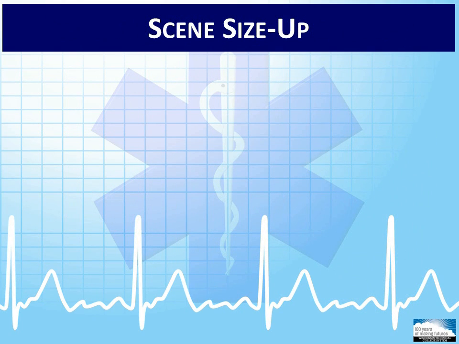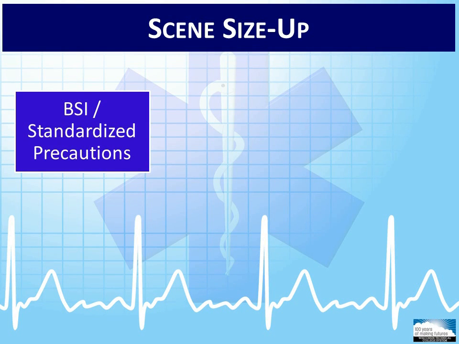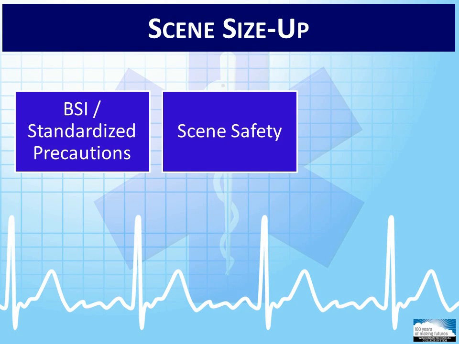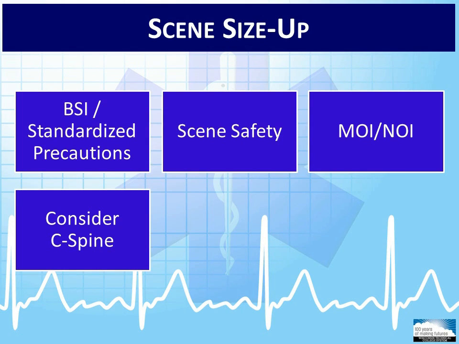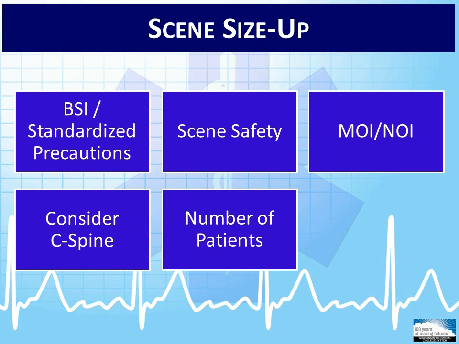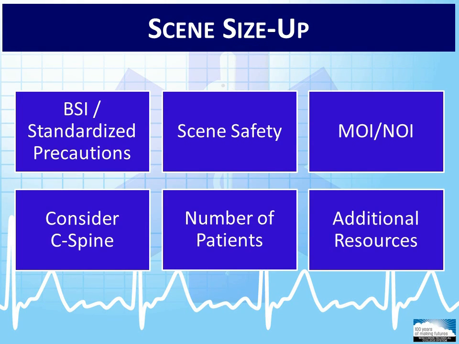There are 6 major subcategories to the scene size-up: body substance isolation and standard precautions, scene safety, mechanism of injury and nature of illness, considering spinal precautions, determining the number of patients, and requesting additional resources. The responding crew will need to constantly evaluate the components within these categories as the incident is dispatched, as the crew arrives at the incident, and throughout the entire incident.